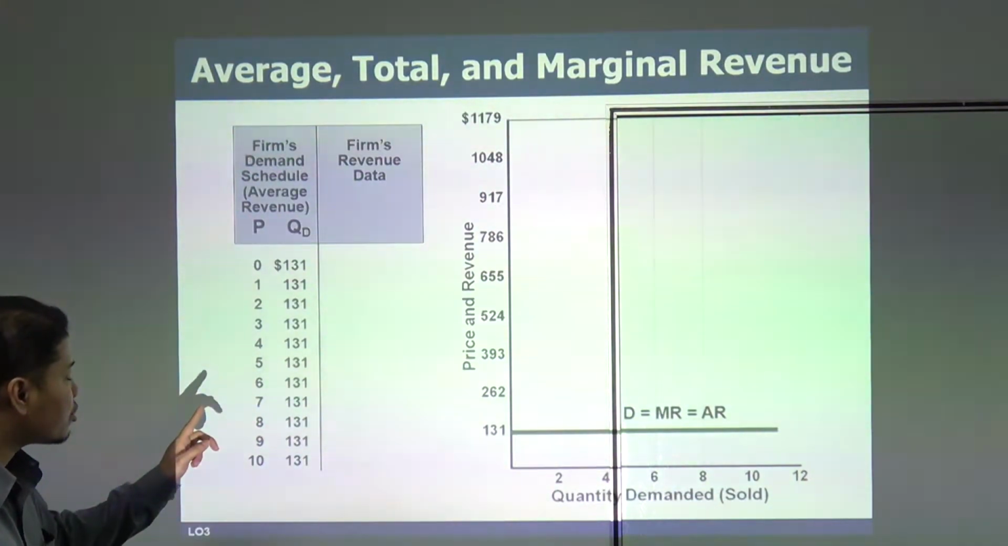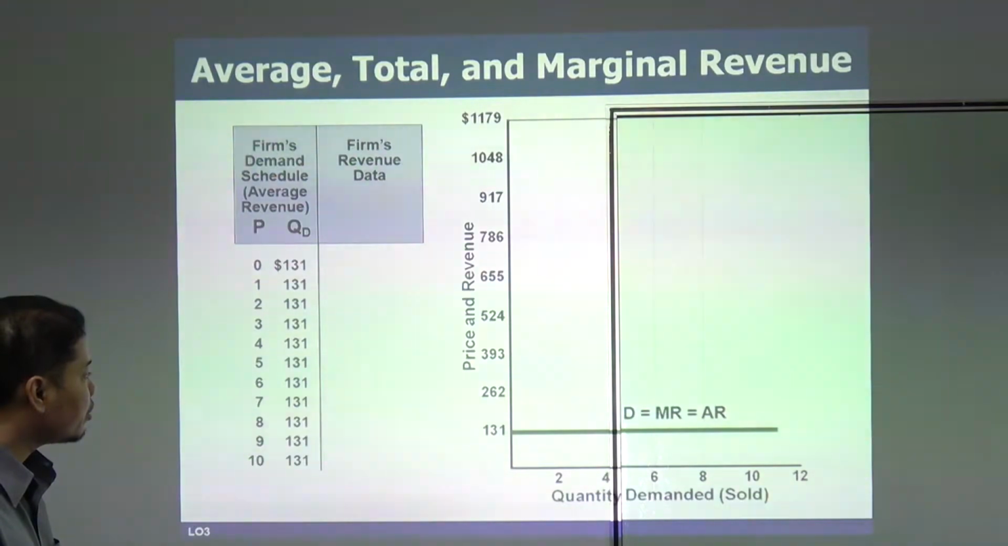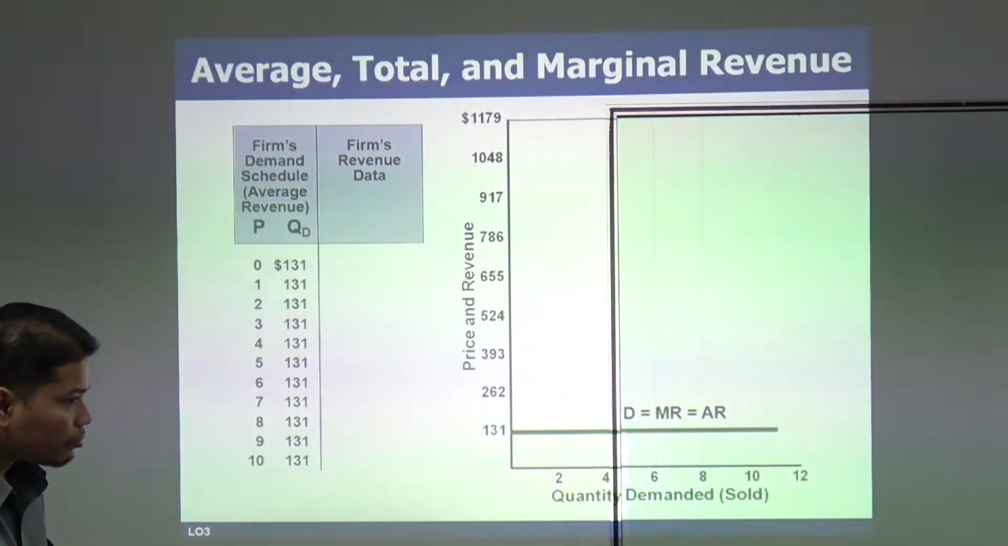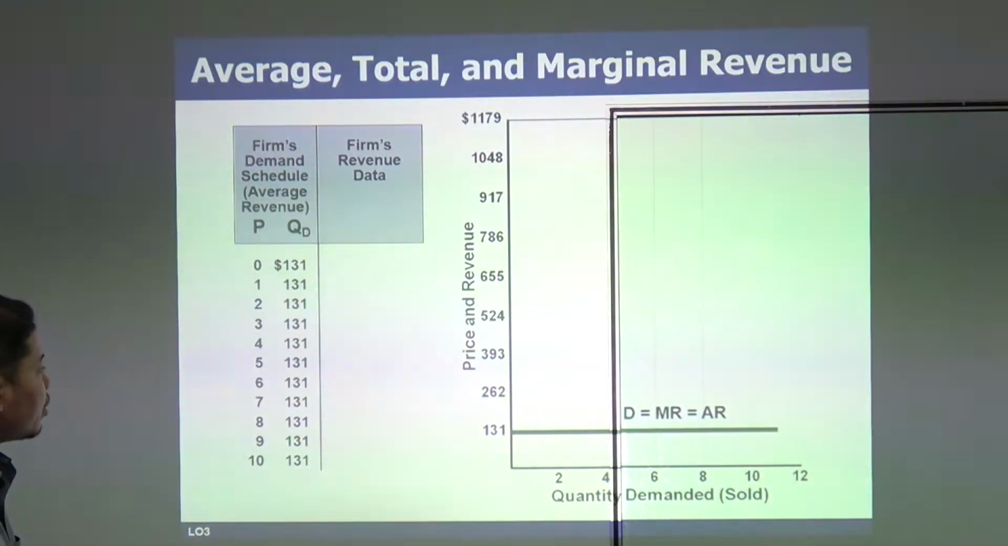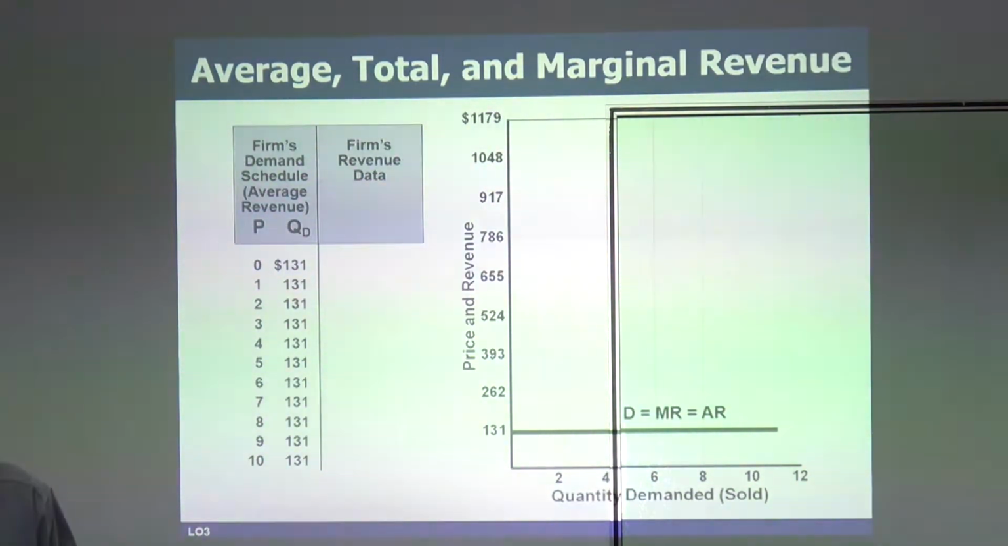Basically, average revenue is the price. Average revenue is total revenue divided by the quantity of output. Marginal revenue is the change in total revenue divided by the change in quantity. Okay, and price remains at the same level because the seller can sell additional units at the same price.